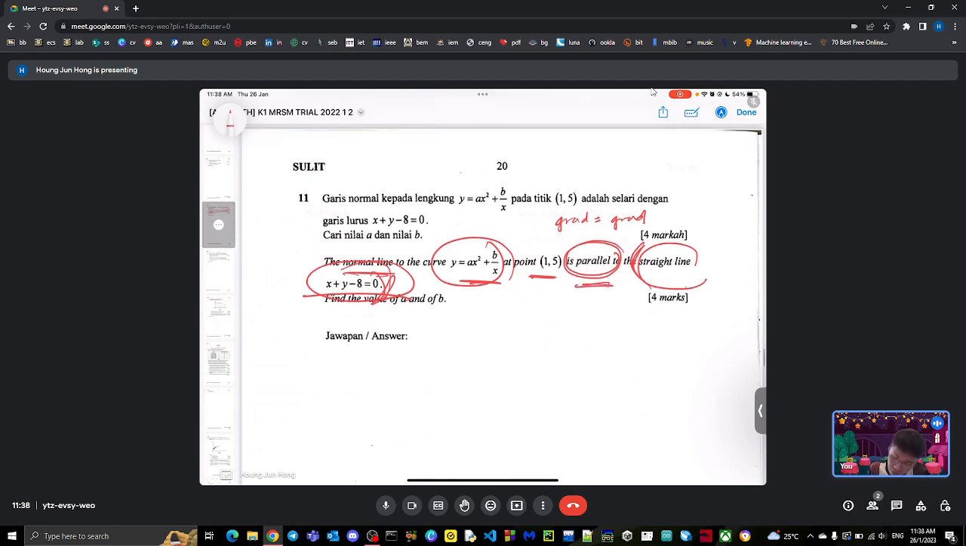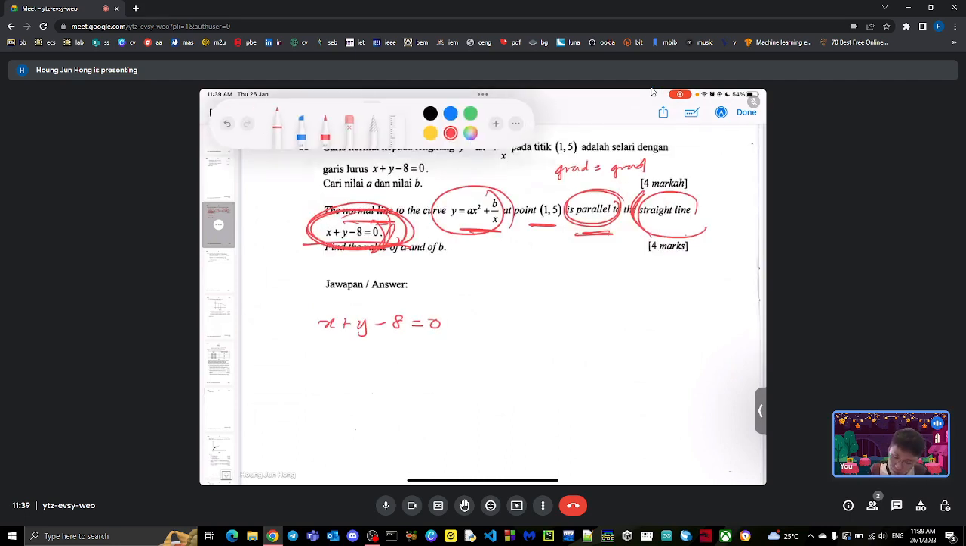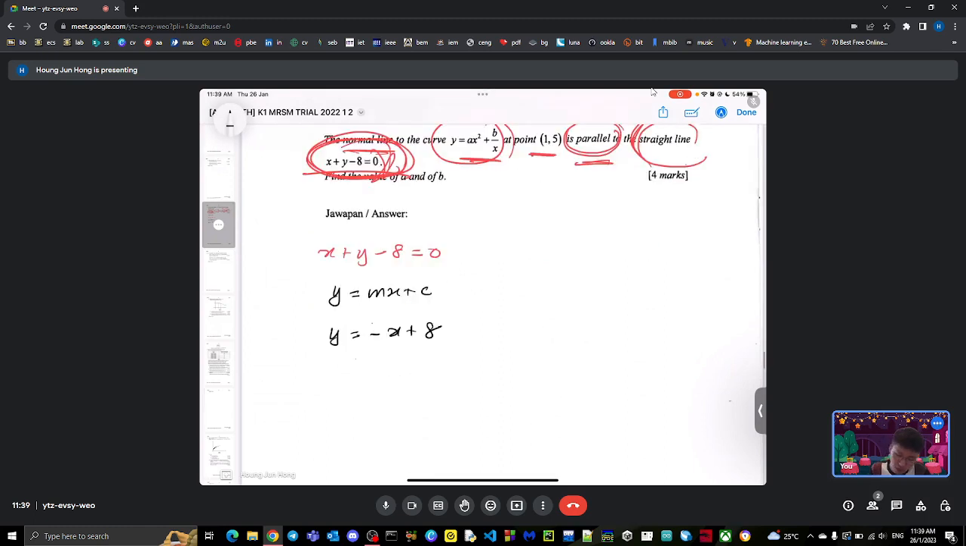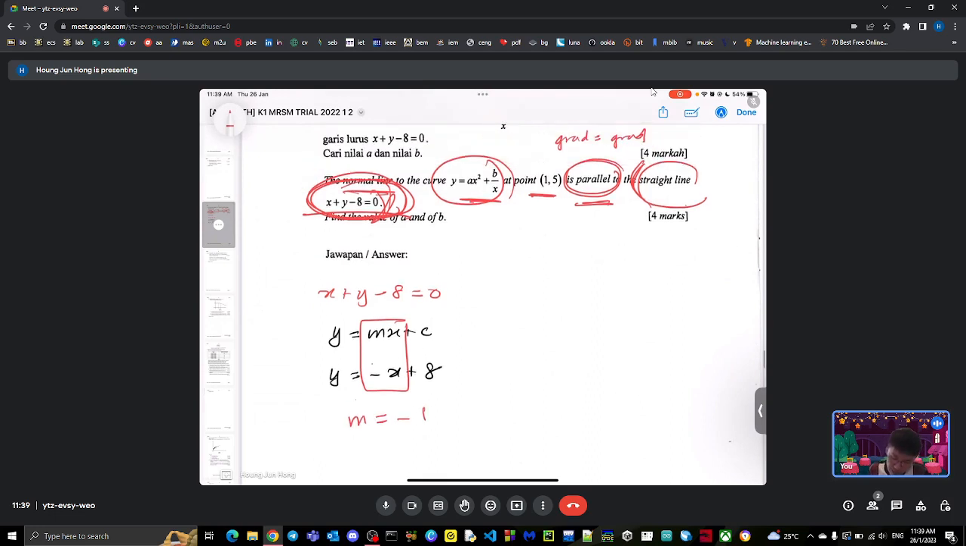So what is the gradient of this straight line, x plus y minus a equals 0? The simplest way is transforming it into y equals mx plus c. So y should be equal to negative x plus a. If you do a little bit of comparison, you can see that m equals minus 1. This m is parallel to my normal line of the curve. So my normal line of the curve should also give me a gradient equal to -1.